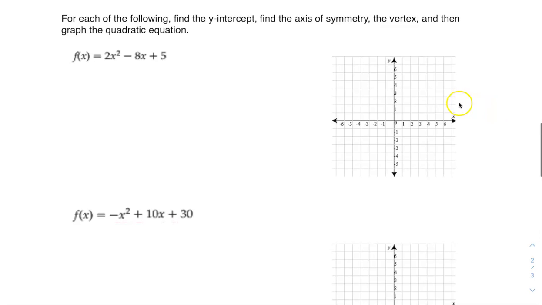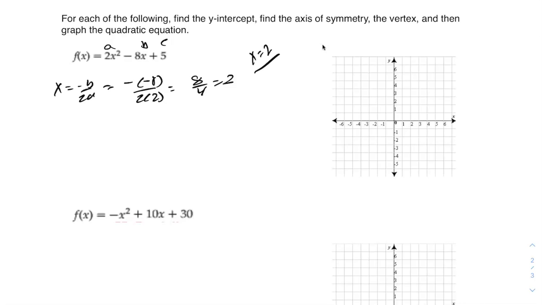For each of the following, find the y-intercept, the axis of symmetry, the vertex, and the graph of the quadratic equation. So we have to find all, right? So let's find the axis of symmetry first. That's always the first thing. So x equals -b/2a. Remember, this is a, b, and c. So -(-8) over 2 times 2. So I get 8/4, which is 2. So that's my axis of symmetry. I'm going to draw it right now. X equals 2 is my axis of symmetry. Here we go.